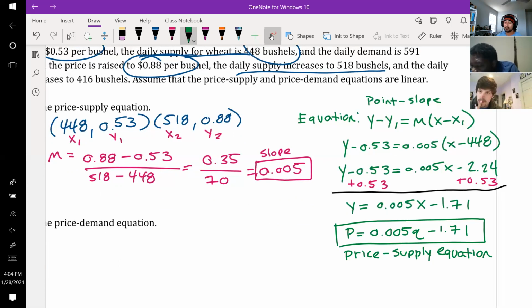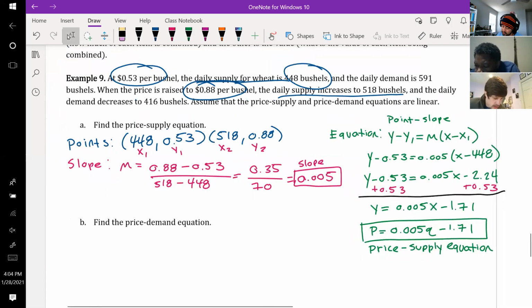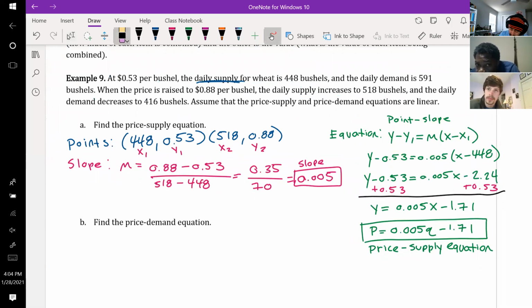Okay. So like I said, this problem's incorporating everything we learned so far, right? We've learned how to find slope. Now we've learned how to create the equation of a line. So that's what we're doing here, which means we're going to do the same exact thing for step B. So let me erase up here. And now, once again, we're going to create points. So this is for B. And we read the problem all over again.